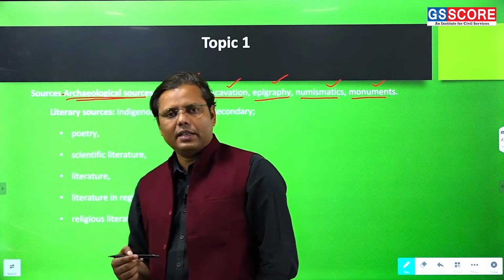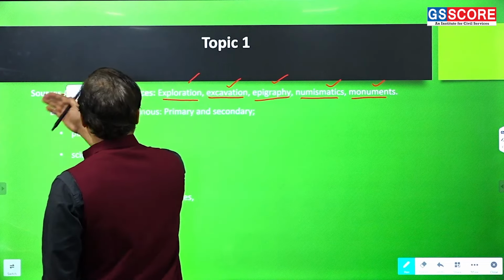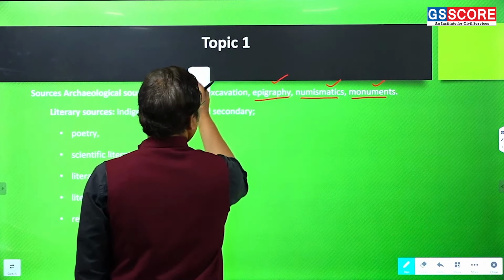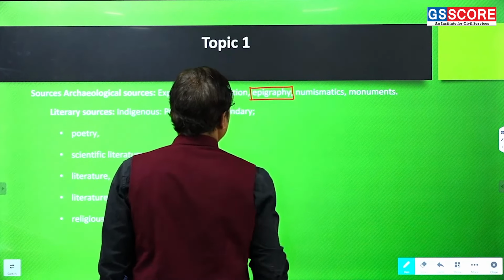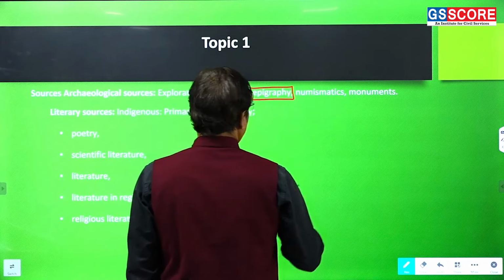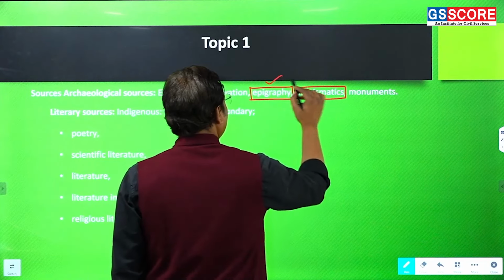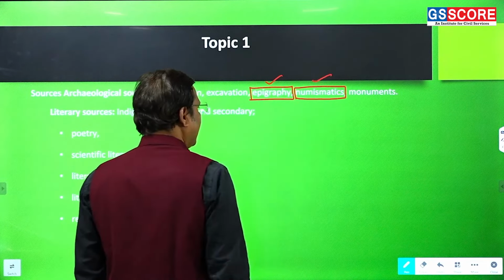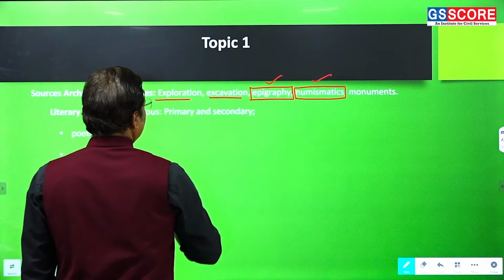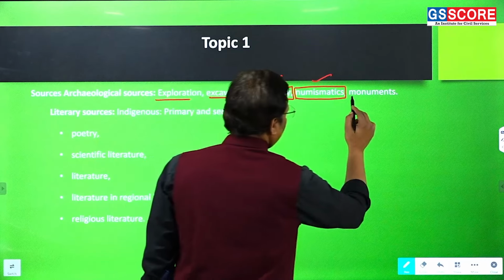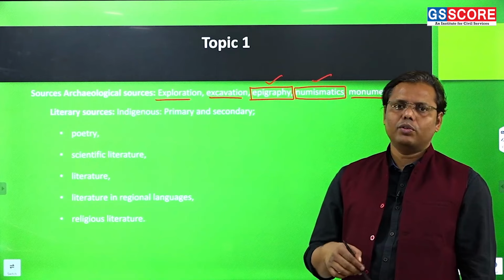Now, when you prepare for history optional, what is the process being followed by you? Frankly speaking, you ignore everything, right? You ignore everything and you focus on just 2 dimensions. And what are these 2? This is epigraphy, that is the study of basically the inscription, and then it is numismatics. So while doing the archaeological sources, you just focus on these 2 sources, epigraphy and numismatics. But as you can see, there are certain other terminologies here, such as exploration, then excavation, and then monuments. So if they are given in the syllabus, why do you think that a question cannot be asked on them? Of course they can be asked.